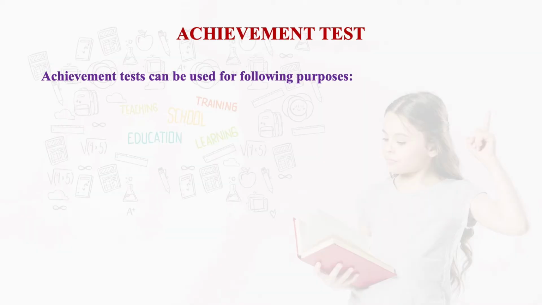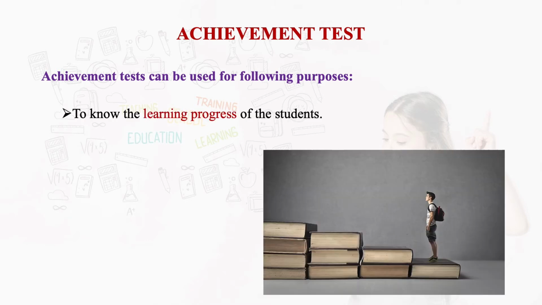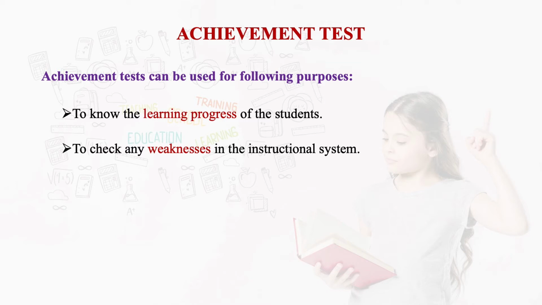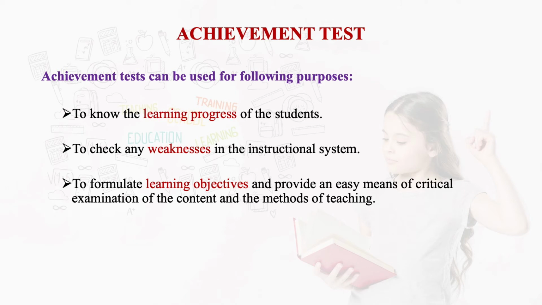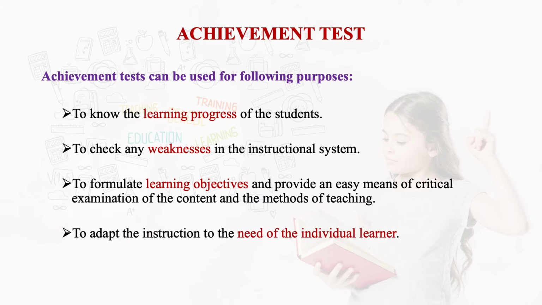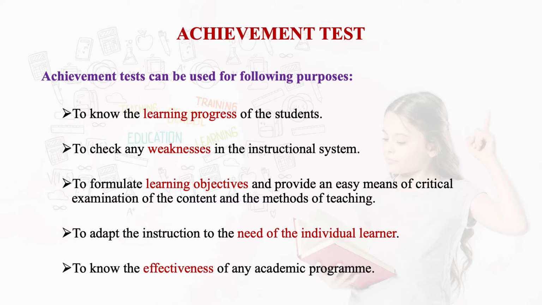Let us go forward. Further, to understand achievement tests, we can say that an achievement test can be used for the following purposes. First of all, to know the learning progress of the students, to check any weaknesses in the instructional process, to formulate learning objectives and provide an easy measure of critical examination of the content and the methods of teaching, to adapt the instruction to the needs of the individual learner, and the last purpose is to know the effectiveness of any academic program.